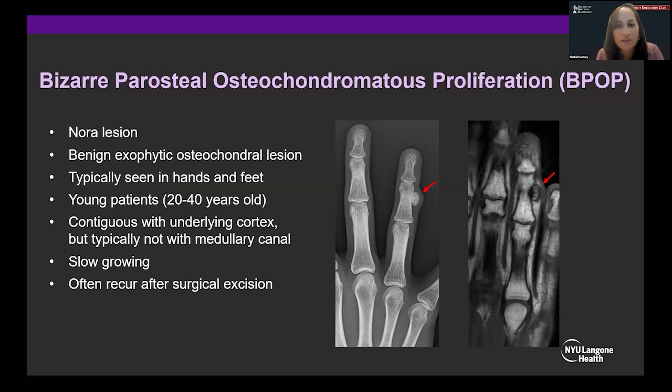And sometimes these can be difficult to differentiate from other, more aggressive lesions, like an osteosarcoma or a chondrosarcoma, which is usually why they take them out.